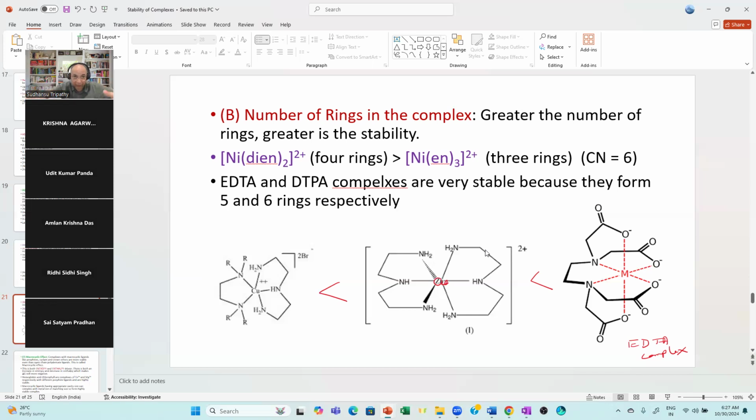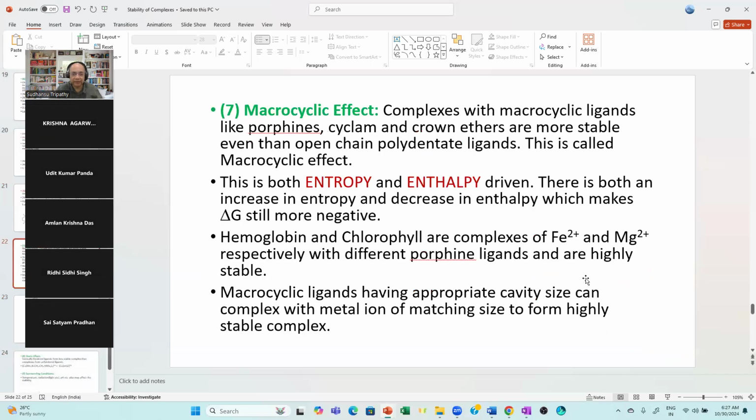And in all the 5 rings present in EDTA, you can count. This is 1 ring, this is 2nd ring, this is 3rd ring, this is 4th ring, this is 5th ring. All are 5 membered rings. That size remaining same, coordination number remaining 6, but the number of rings is maximum in EDTA complex. So EDTA complex is more stable, and then diethylene triamine, and then ethylene diamine. Everything remaining same, but the number of rings is more. Then finally is the macrocyclic effect.